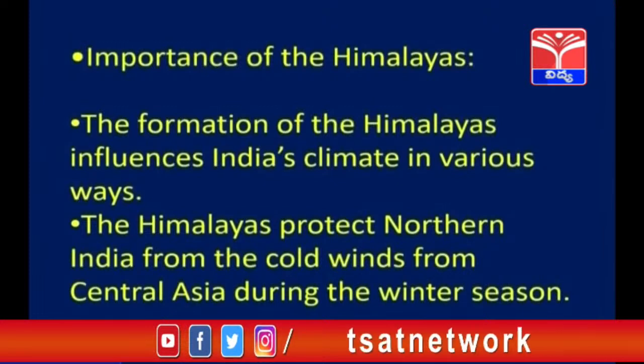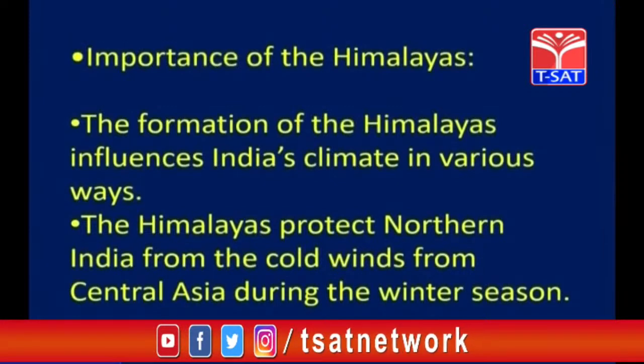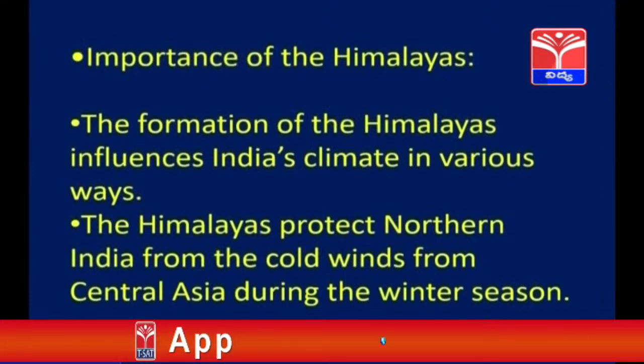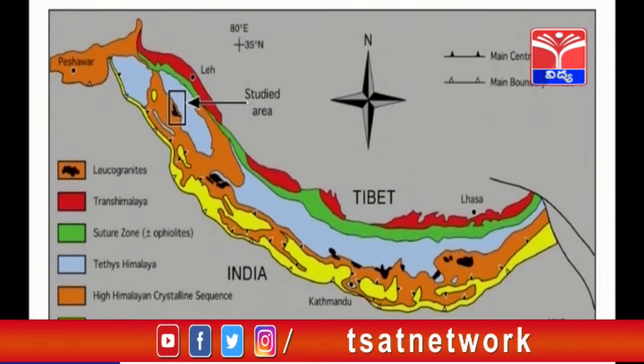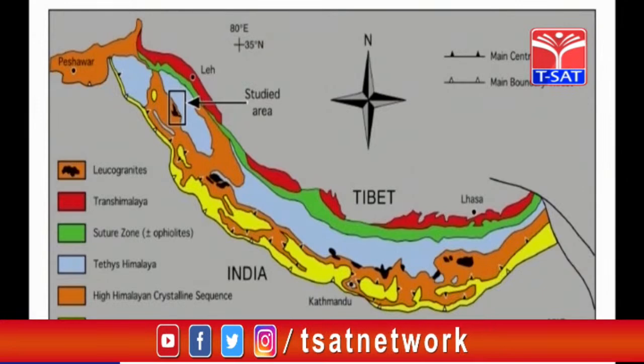The formation of the Himalayas influences India's climate in various ways. It protects northern India from the cold winds from Central Asia during the winter season. Otherwise, India would have been a cold desert. Now you can see this is like an obstruction. It is obstructing the cold winds from Central Asia.